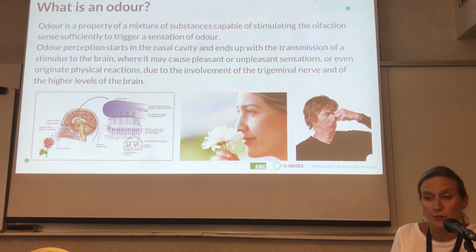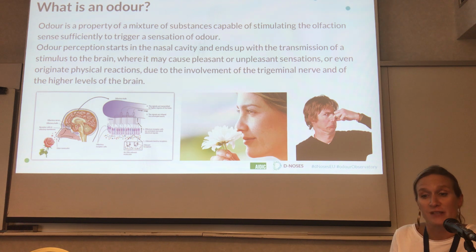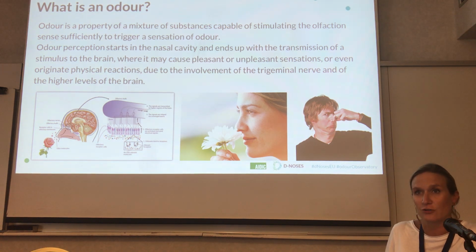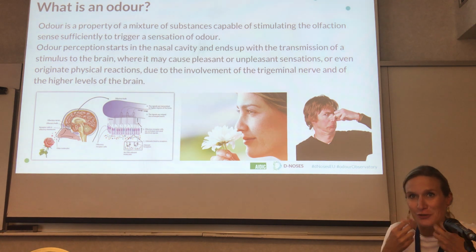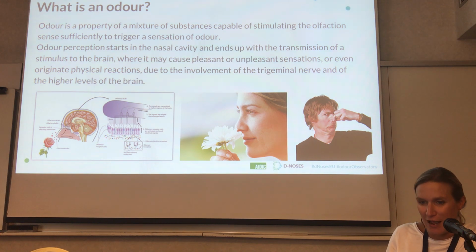The definition of an odor is that an odor is a property of a mixture of substances capable of stimulating the olfaction sense sufficiently to trigger a sensation of odor. So it's really a question of perception. The odor perception starts in the nasal cavity and ends up with the transmission of a stimulus to the brain. And what is so special about odors is that they involve the higher parts of the brain. So that's why odors are sometimes able to provoke emotions or souvenirs in people. And sometimes also physical reactions because of the involvement of the trigeminal nerve. You can think of unpleasant odors that really cause a physical reaction, or of peppermint odors, which may cause you to have also a physical reaction.